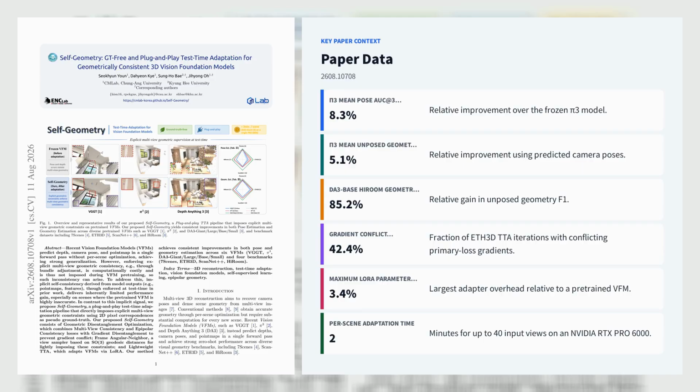8.10708. Self-Geometry is a ground truth-free, plug-and-play test-time adaptation pipeline for pre-trained 3D vision foundation models such as VGGT, Pi3, and Depth Anything 3. Instead of relying on model-generated features or external teachers, it uses 2D pixel correspondences extracted by LightGlue as pseudo-ground truth. Its geometric disentanglement optimization combines a point-to-point multi-view consistency loss for pose and depth with a depth-independent epipolar consistency loss for camera pose, while gradient disentanglement projects conflicting gradients apart.